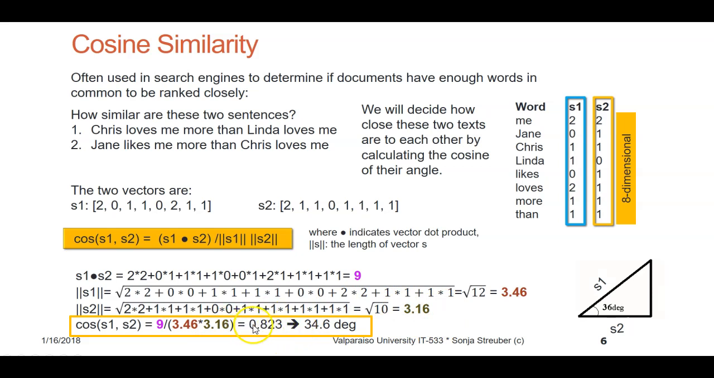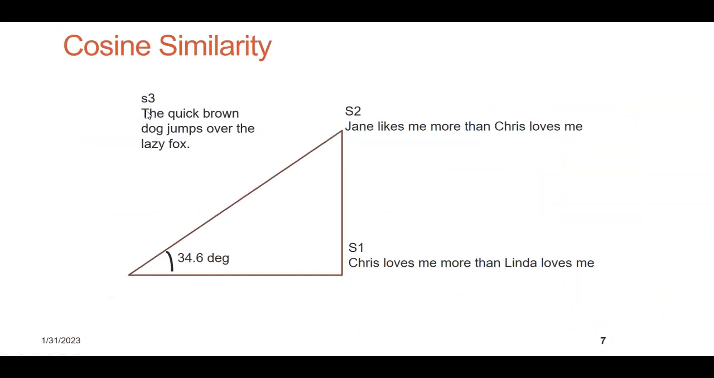That gives us a cosine of 0.823, and the associated angle, that's what we have to look up, gives us 34.6 degrees. So vector 1 and vector 2 have a cosine similarity of 34.6 degrees. And that's nice, but what does 34.6 degrees really mean? Well, think about it this way.